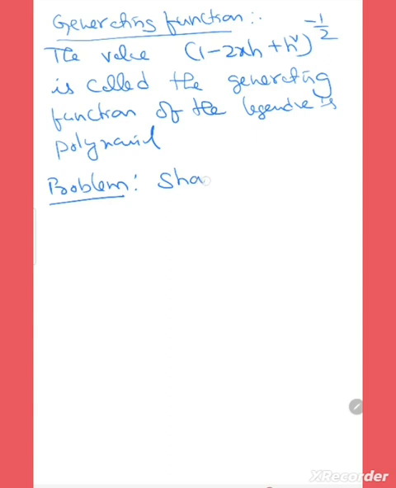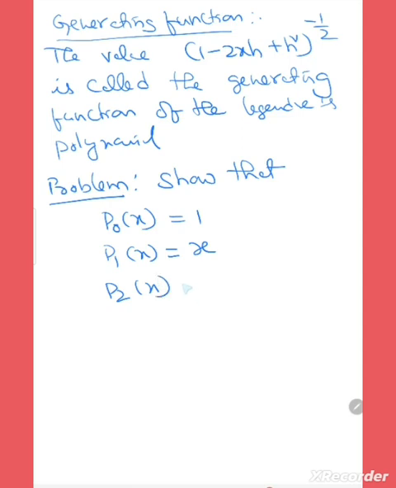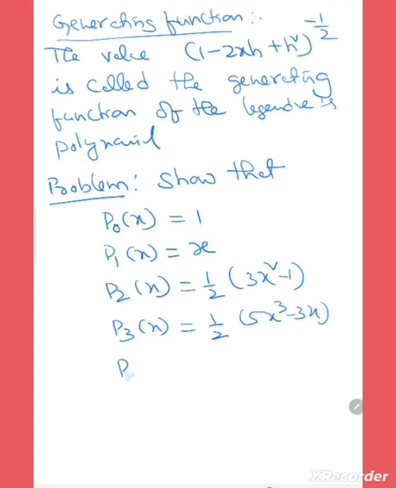Problems. Show that P0(x) is equal to 1, first problem, and P1(x) is equal to x, second problem, and P2(x) is equal to 1/2 (3x² − 1), and P3(x) is equal to 1/2 (5x³ − 3x), and P4(x) is equal to 1/8 (35x⁴ − 30x² + 3). We will do this problem.